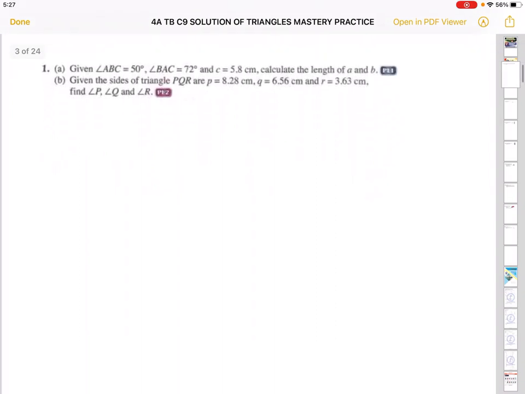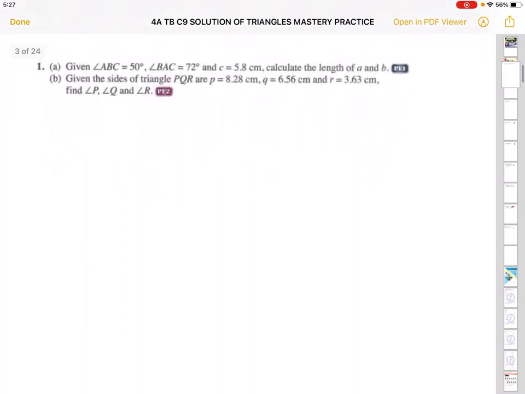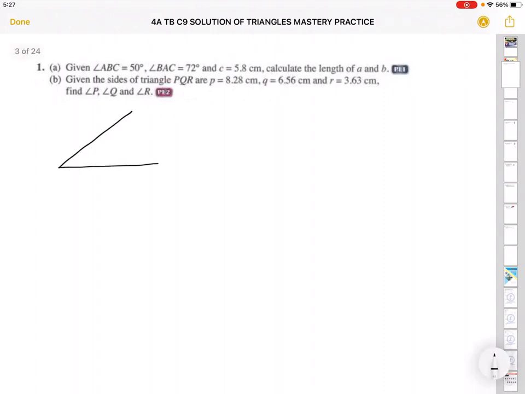So let's get started. The first question involves the sine rule and cosine rule. You're given the angles ABC and BAC, and the length of side C. When I look at this, I just draw a random triangle with three different lengths, without labeling the angles. Then I look at which angle is the largest. The largest angle is 72, maybe I put 72 here.